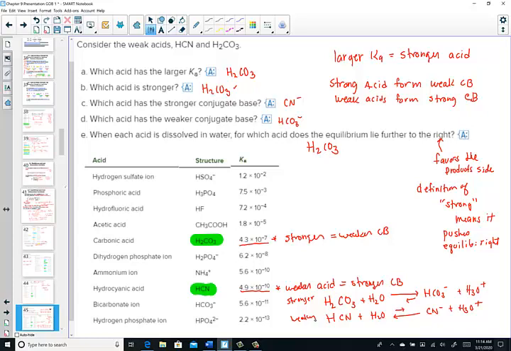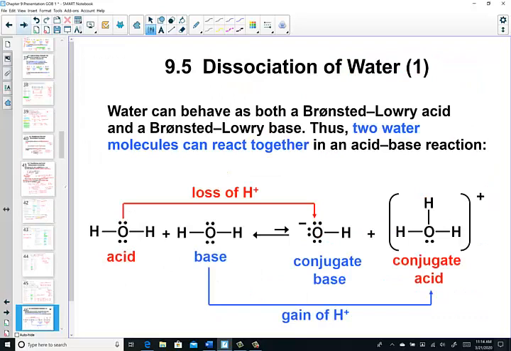Okay, good work on that problem. Take a moment to digest if you need to there. In our next step, we're going to talk about dissociation of water and setting up the foundation of the pH scale.